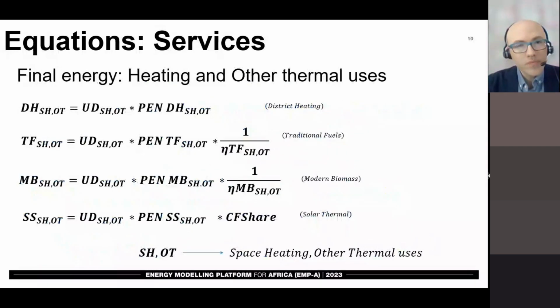Now we will see how to go from the useful demand to the final energy demand, and this is the same as we have seen for the residential sector. For district heating, the final demand will be calculated by multiplying the useful demand by the penetration rate of the district heating, and we do not need the efficiency here because it's considered 100%. For traditional fuels, the final demand is the useful demand multiplied by the penetration rate of traditional fuels, and this is divided by the efficiency of traditional fuels. For the modern biomass, it's calculated in the same way.